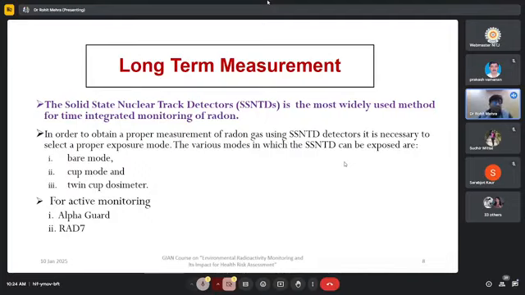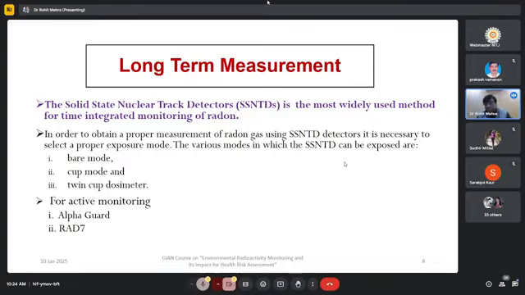And for active monitoring, the most important still, from our point of view or our research, we still prefer these two detectors, that is AlphaGuard and RAD7. Now AlphaGuard and RAD7 are very costly, because although the technique is very simple, there are only single manufacturers available worldwide. So they have proprietary rights over their items and they sell their detectors at a very high cost. So now the BRC people have indigenously developed a monitor, which we call Radon Dew.